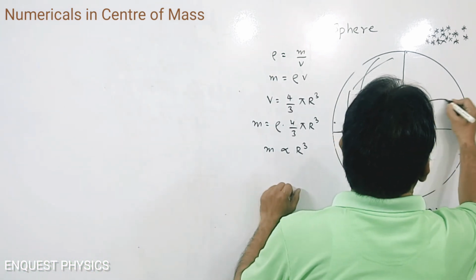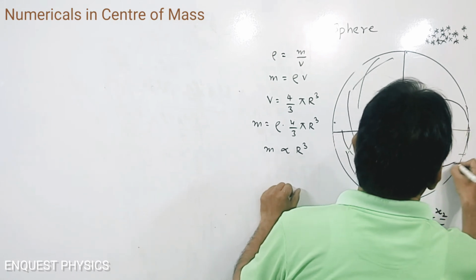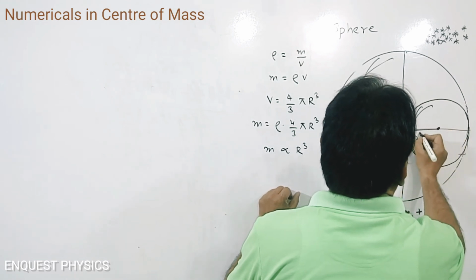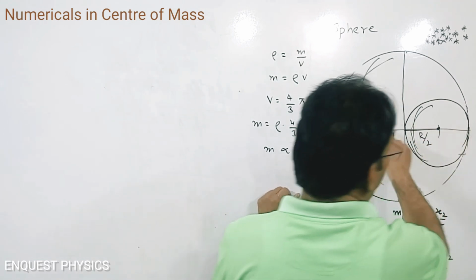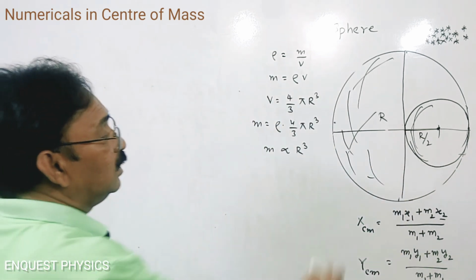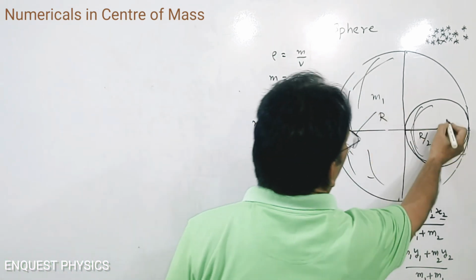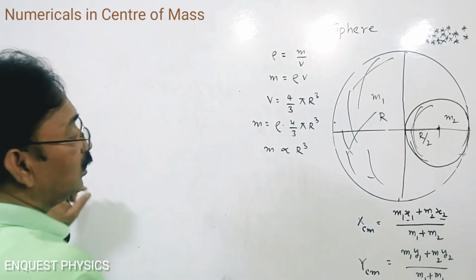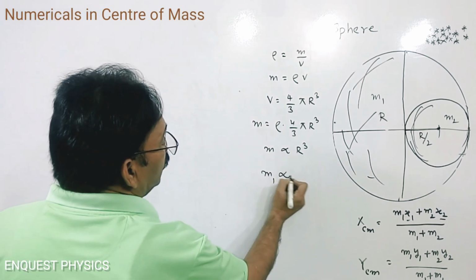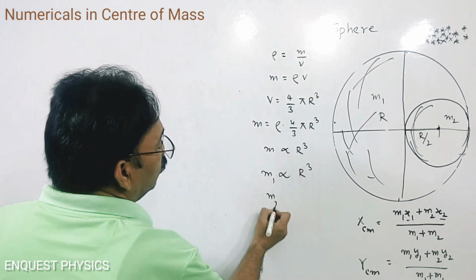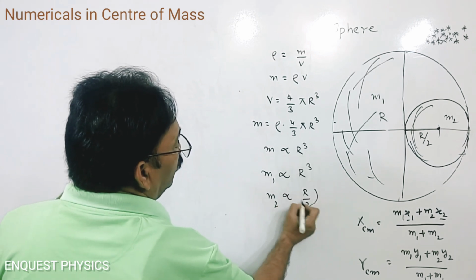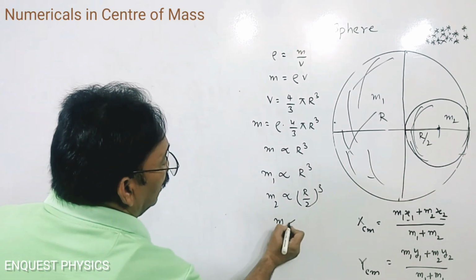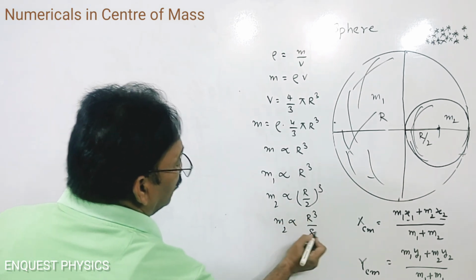From this sphere, another sphere is removed from one of the edges. Okay, it has the radius which is equal to half of the radius of the sphere. Okay students, now it turns into the first mass and the negative mass. Then we have to find out the masses. m1 is proportional to r cube and m2 is proportional to r by 2 whole cube, since it is half. Then m2 is proportional to r cube by 8.